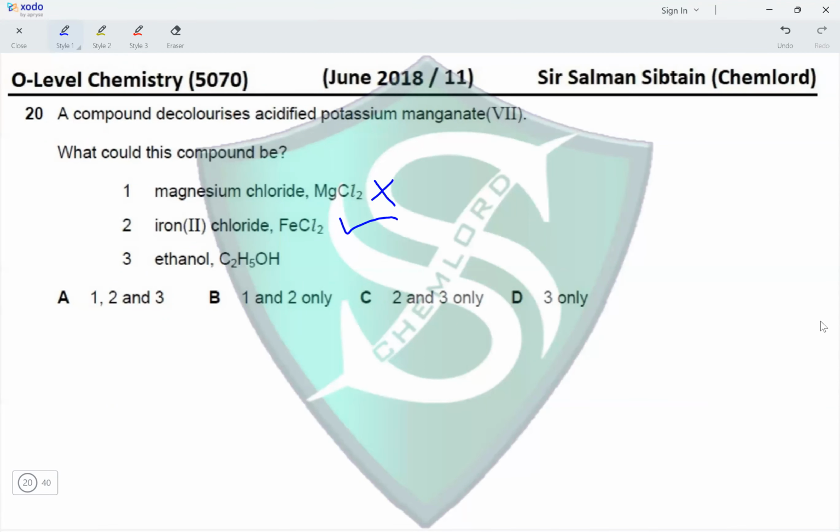And in 3, we have got ethanol. Ethanol is an alcohol which can get oxidized to a carboxylic acid. And this would result in potassium manganate decolorizing, or the color changing from purple to colorless. So, this reaction will also happen. So, compounds 2 and 3 are able to react with potassium manganate 7 and decolorize it, making option C the correct option for this question.